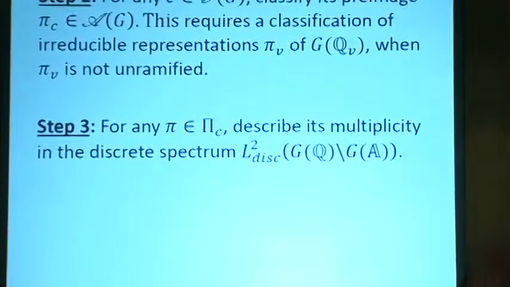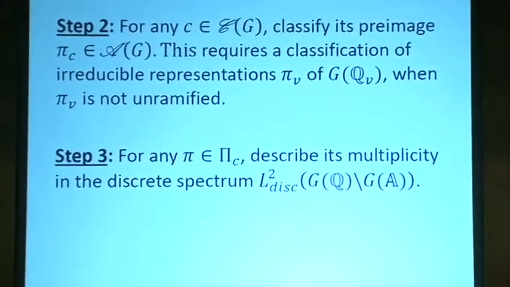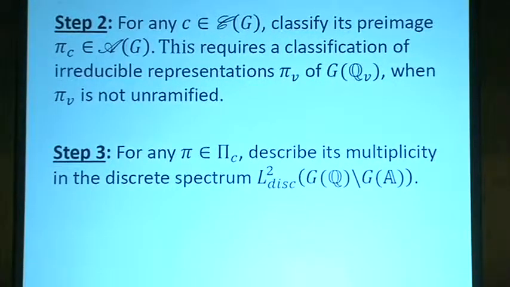And step 3, for any pi in this pre-image, find an explicit formula for its multiplicity in the discrete spectrum. So that means you've got to work with this set that you've constructed in step 2. I'm saying that in order to complete theorem 1, which was step 1, it's forced on you to find a classification, and putting them into packets like this is known as the theory of endoscopy. Again, another series of conjectures of Langlands. And so this would be an endoscopic classification of representations of these local groups.